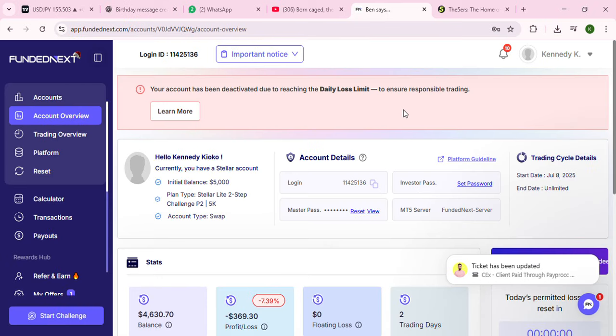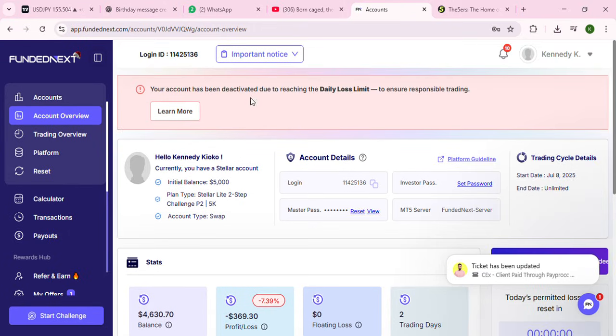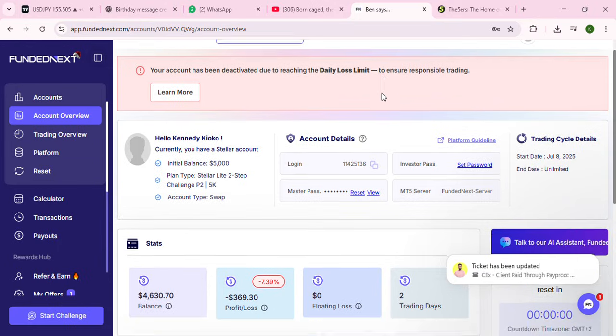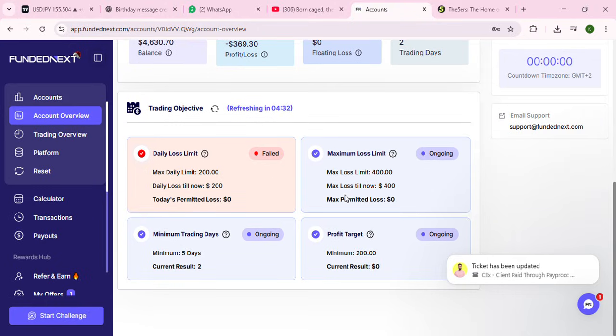Let's review the details also. This was on July 8th. What happened? I hit the daily loss. Your account has been breached due to reaching the daily loss limit, which was $200. So you can see I failed that account by hitting the daily loss.